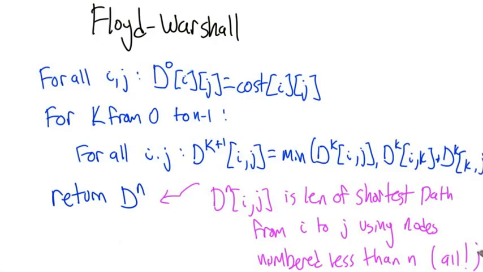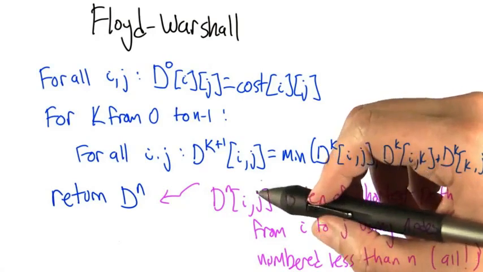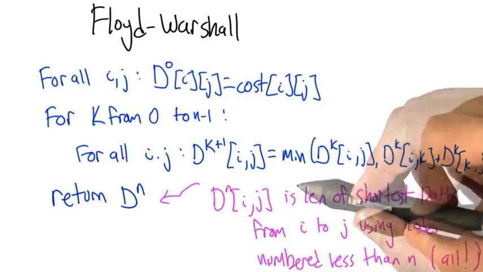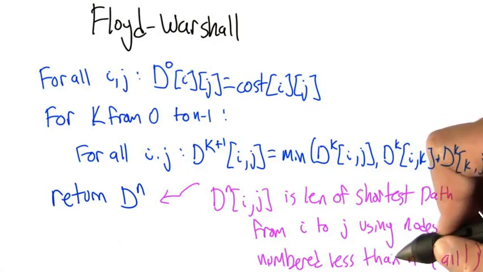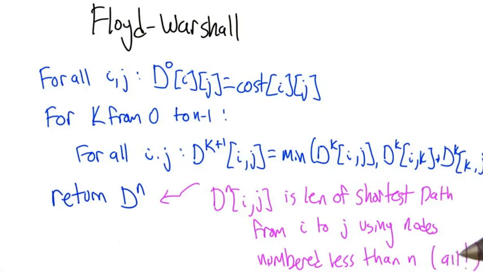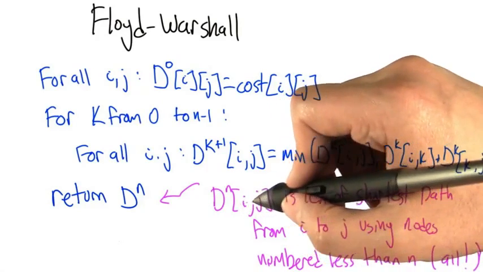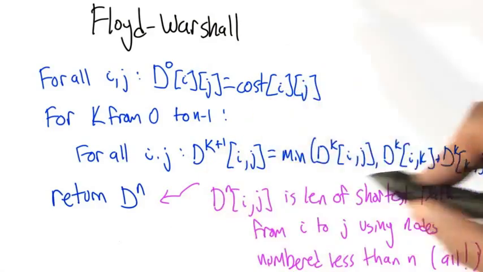When this loop is done, we have d_n. Well, d_n[i][j] is the length of the shortest path from i to j, only hopping on nodes that are numbered less than n, but that's all the nodes. All the nodes are numbered less than n. They're all numbered from 0 to n minus 1. So this is the length of the shortest path from i to j, unrestricted, full stop.